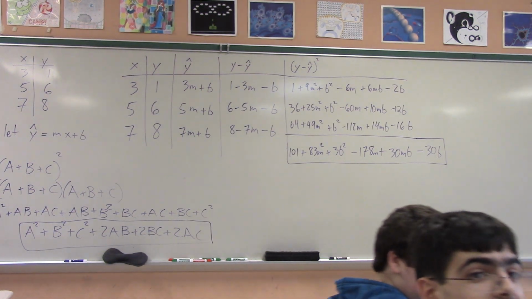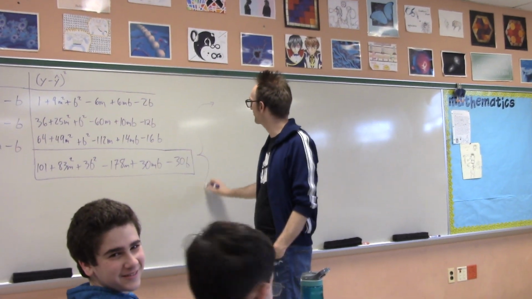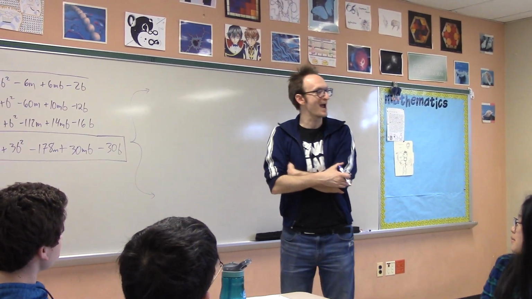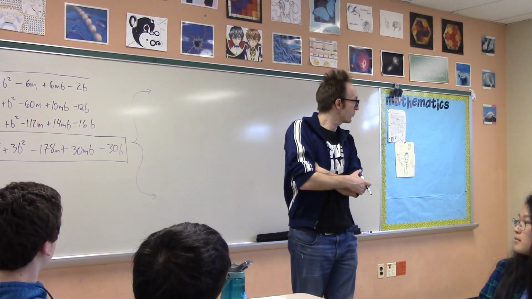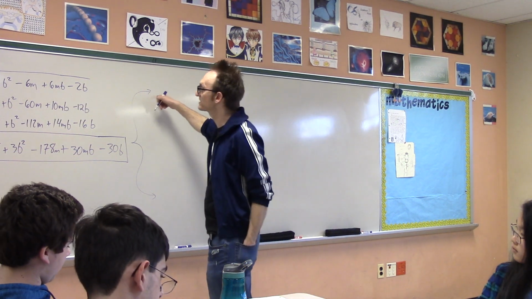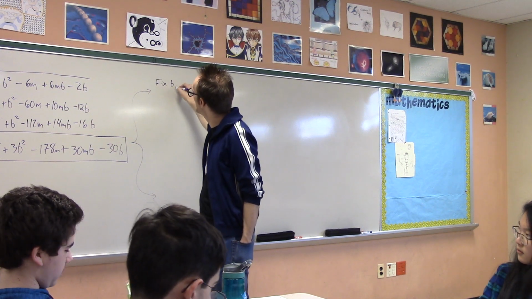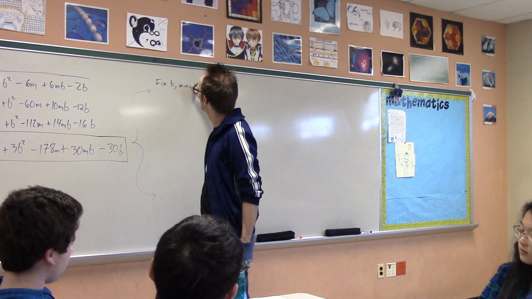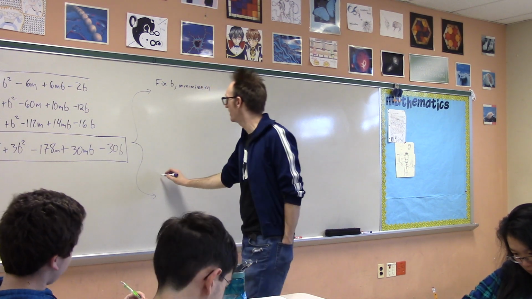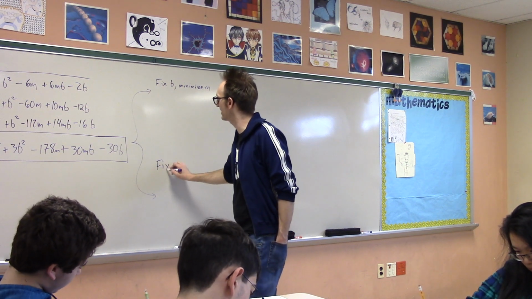Here's what we're going to do though. We're going to take this expression and write it in two different ways. One way treating it as a quadratic in b, one way treating it as a quadratic in m. So what we're going to do right now is fix b and minimize m. And here, we're going to fix m and minimize b.